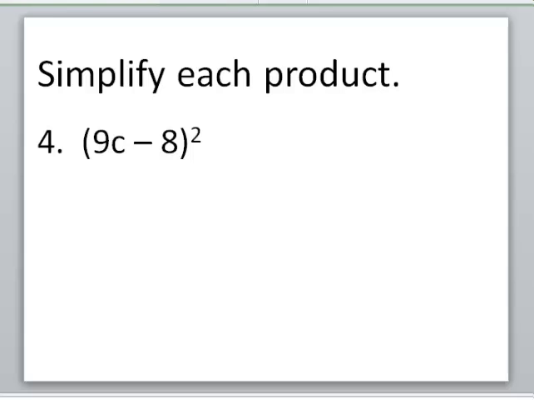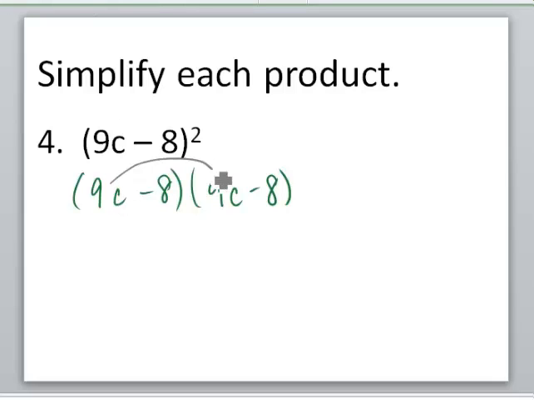Let's try another one of those. These are all perfect square trinomials in the end. I'll have 9c times 9c, and then 9c times, this is a negative 8. So 9c times 9c is 81c squared. 9c times negative 8 is a negative 72c.